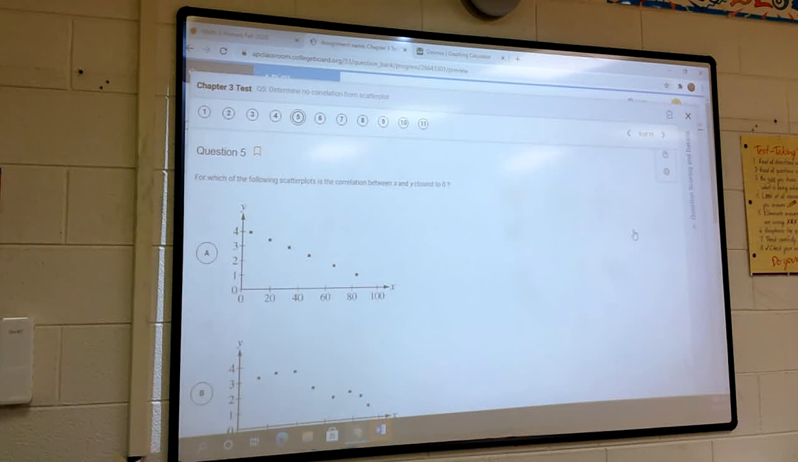Number 5, which of the following scatter plots has a correlation closest to 0? And you get 5 different scatter plots to look at.